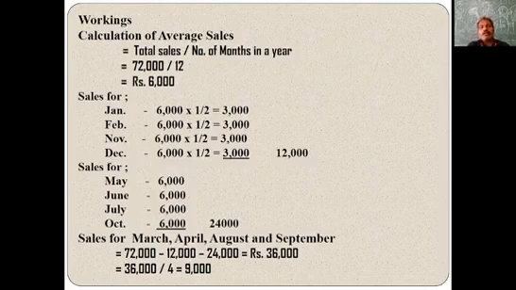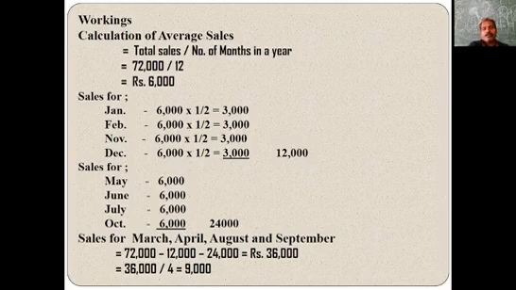Workings: calculation of average sales. Total sales divided by number of months in a year. Total sales 72,000, number of months in a year 12. So average sales is rupees 6,000. Sales for January, February, November, December are half of average sales, so 3,000 respectively for the mentioned months. So 12,000.